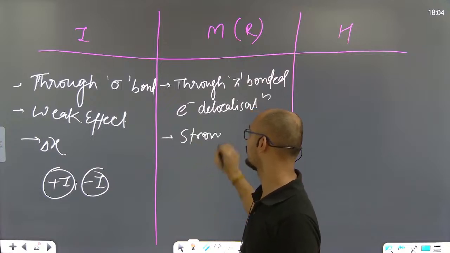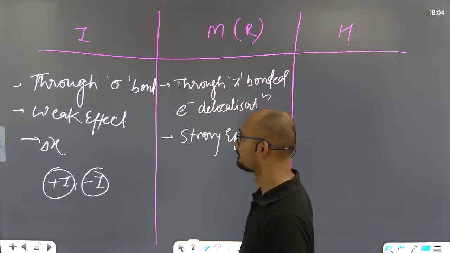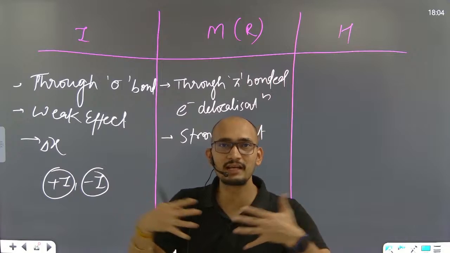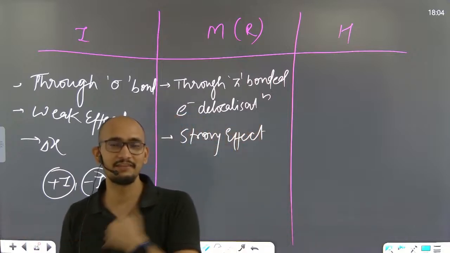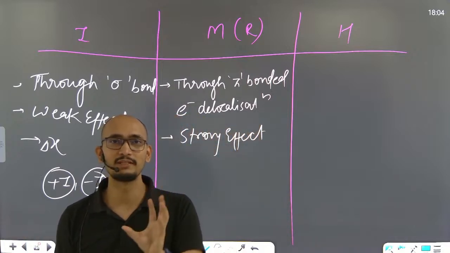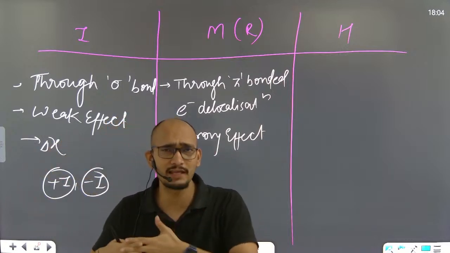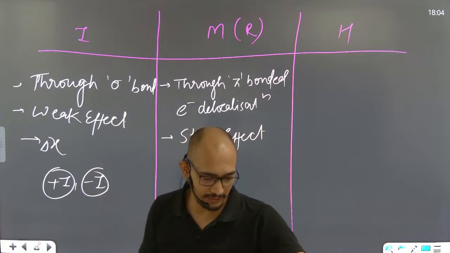Very strong. It is a strong effect. Why is it a strong effect? Because we know that pi bonds are weaker, so they can be delocalized easily. If they can be delocalized easily, the effect will be stronger. But here sigma bonds are strong, so they cannot be delocalized so easily. Therefore this effect is weak.